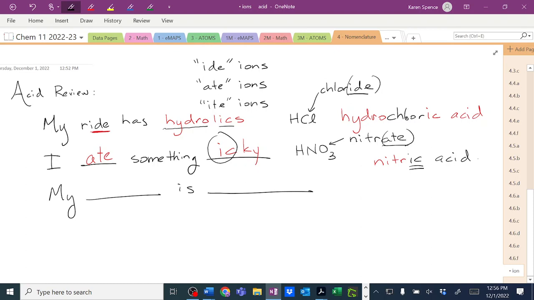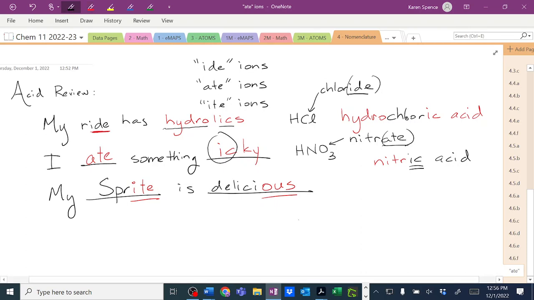So most of the acids end in ic. They're either hydro something ic or they're just plain ic. There's one type that's not ic, and that's the ones where you have an ite ion. My Sprite is delicious. And this is an OUS for us. My Sprite is delicious.